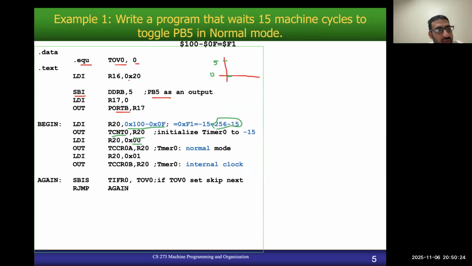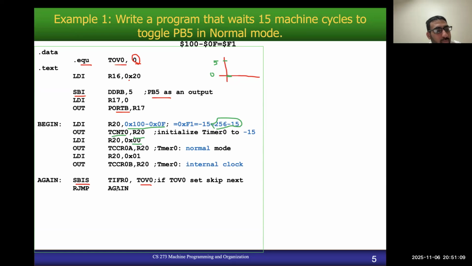So for monitoring the flag, we can use this instruction, skip if the IO bit is set, right? Remember we said that all the registers associated with the timer or counter are in our standard IO address space. So we can use this instruction SBIS. Here we are saying skip the next instruction if the bit 0, remember TOV0 is defined equal to 0, in this register TIFR0 is set, which is the overflow flag bit, right? So if it is set, then we will skip the next instruction. Otherwise, the next instruction will not be skipped.